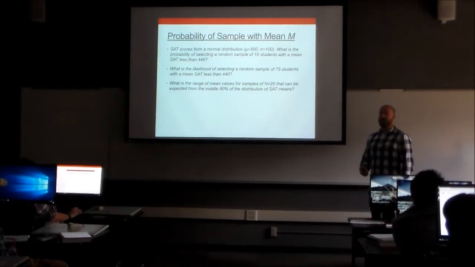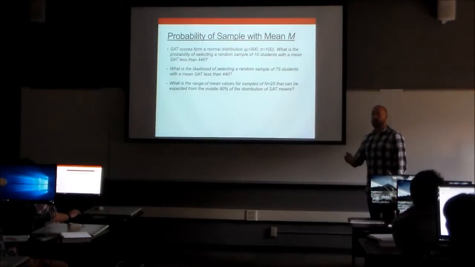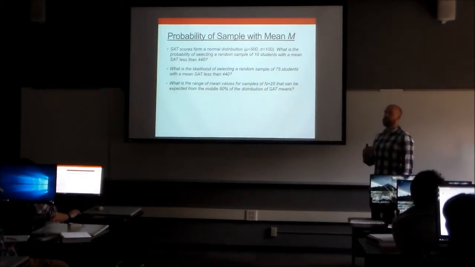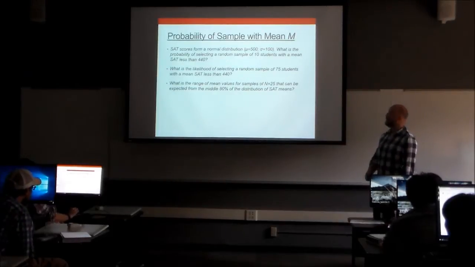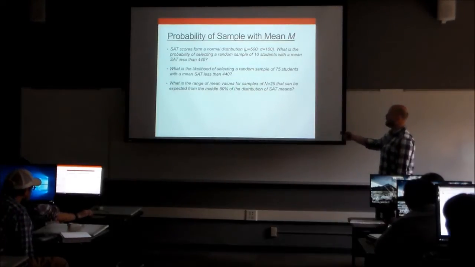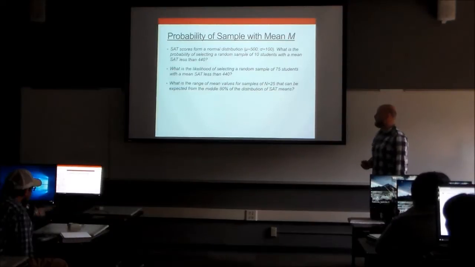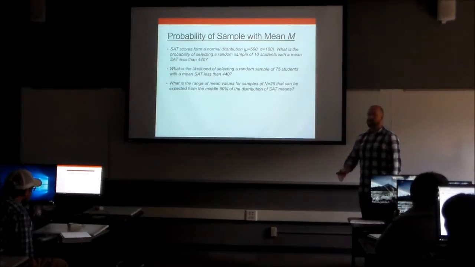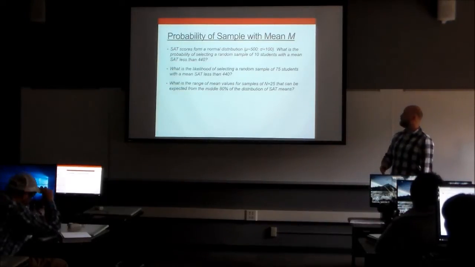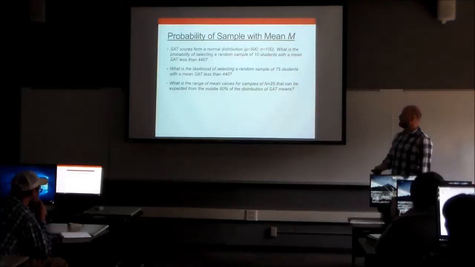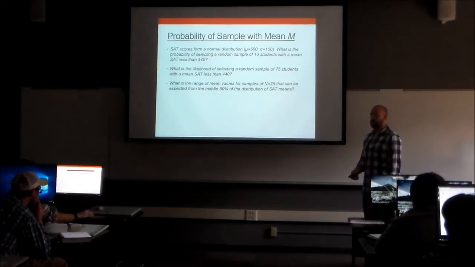We can do this, right? Given the information that we know and the properties of the distribution of sample means, we can start to calculate this. We might ask, what's the likelihood of selecting a random sample of 75 students with a mean SAT score less than 440? What's the range of mean values for samples of 25 that could be expected from the middle 80% of the distribution of SAT scores?